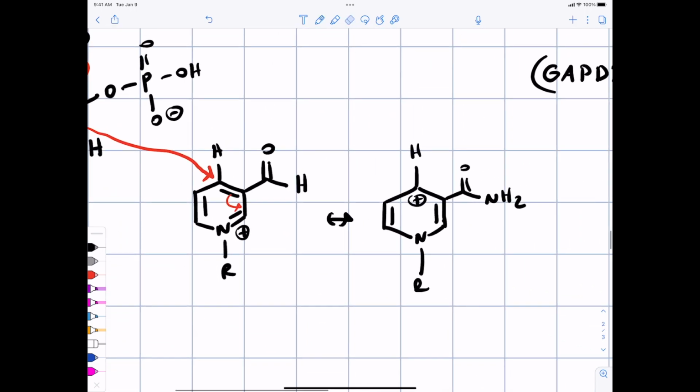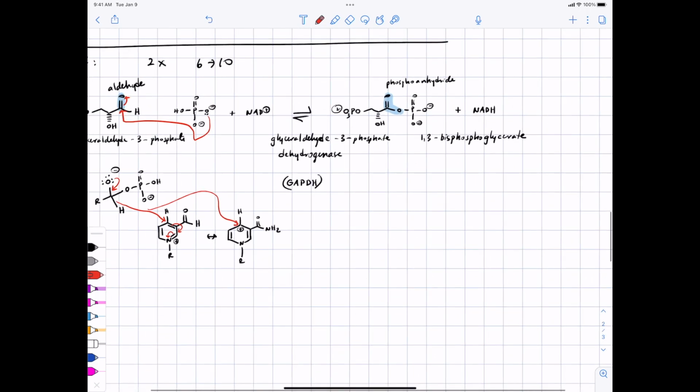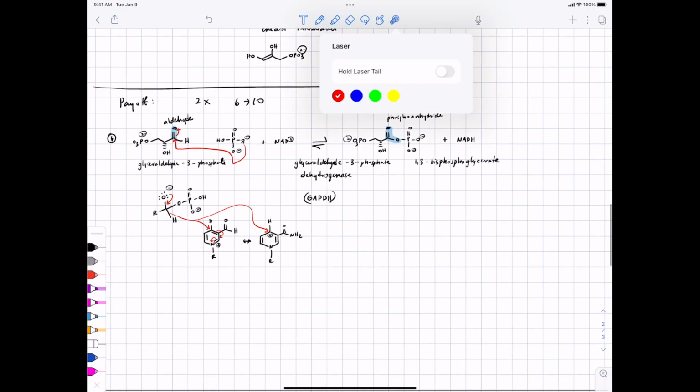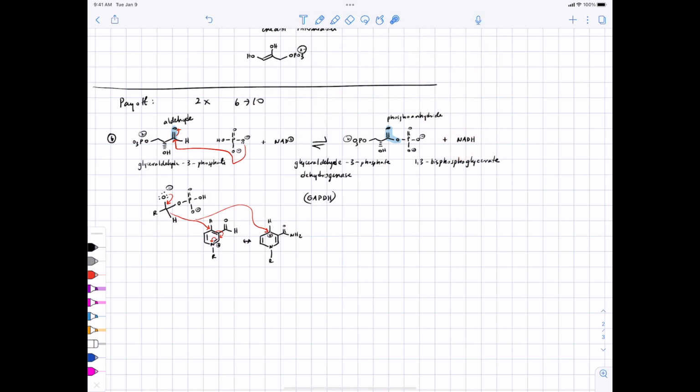You may draw the mechanism of this reaction either of the two ways I'm going to show you. Either way is equivalent. And that gets rid of the hydride and establishes the mixed phosphoanhydride. And as I said, everything that we're talking about here happens twice, so we just made 2 molecules of NADH.